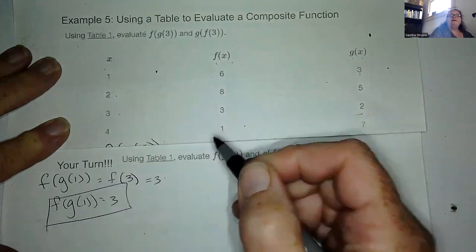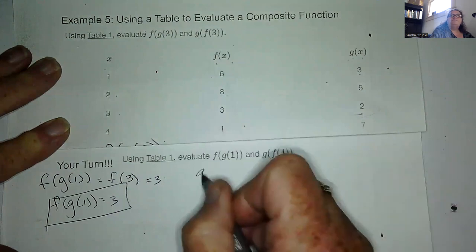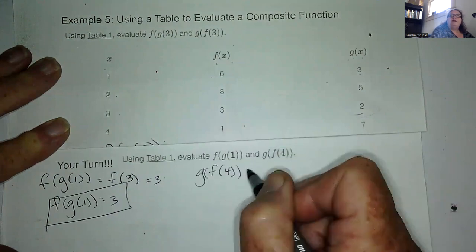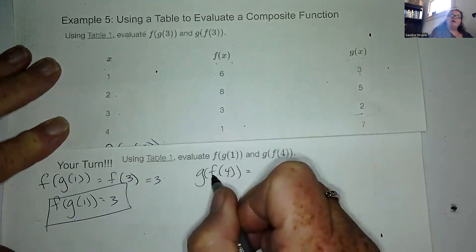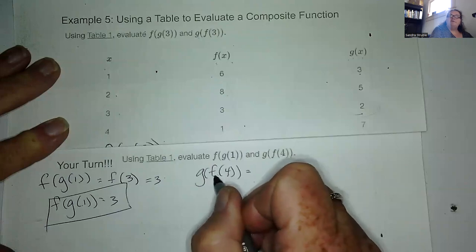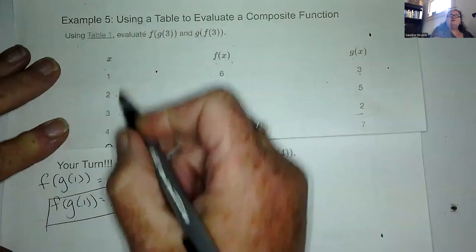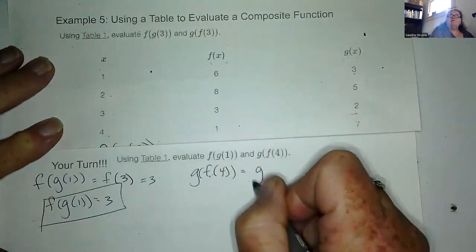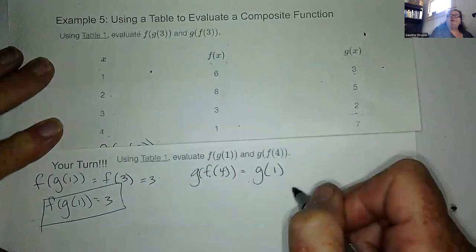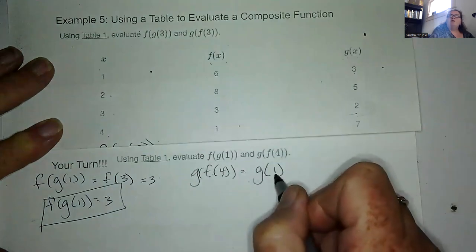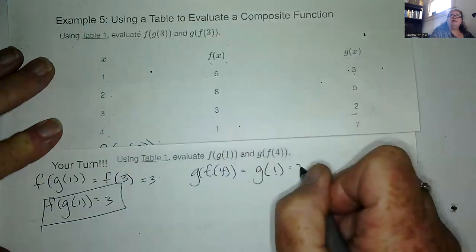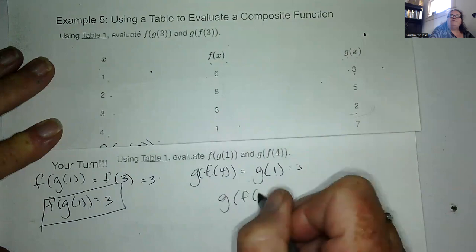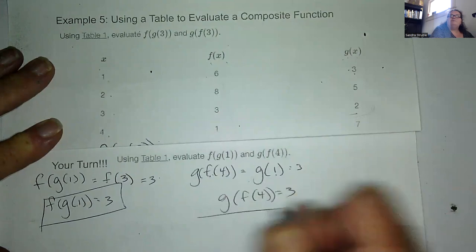The next one is g of f of 4. I'm going to ask myself, when x is 4, what is f? I'm working from the inside out. There's no other way to do this. When x is 4, f is 1. So now we're dealing with g of 1. When x is 1, what is g? When x is 1, g is 3. So g of f of 4 is 3.